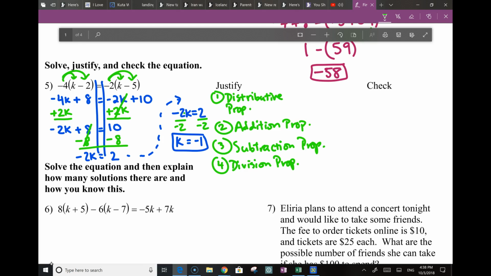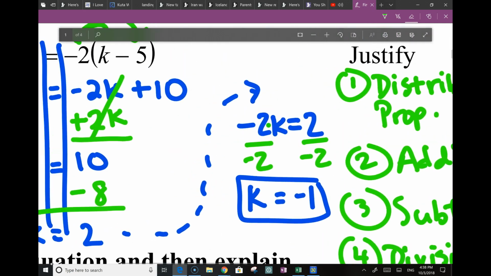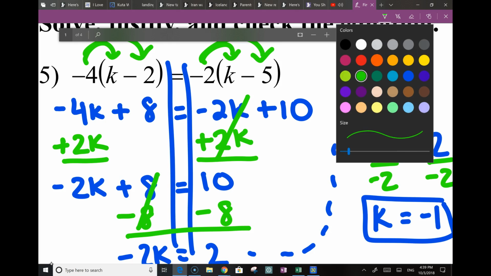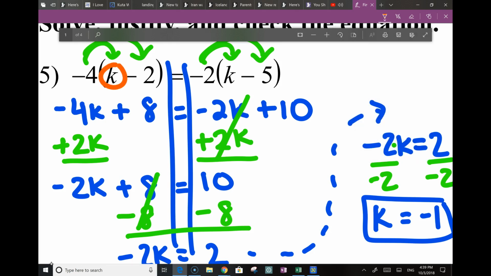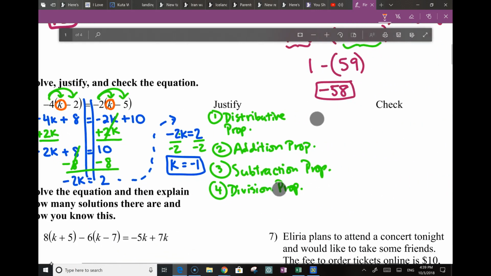Now to check the answer. The checking of the answer involves taking your answer, which is -1. That's what you're claiming is the correct solution for your k. You're going to take that, and what you want to do is replace every k that you see in the original equation with your answer. So you're claiming that k is -1. All right, then let's go ahead and make all the k's in the original equation each a -1. So that one and that one. We'll turn those into -1s, and then we'll use order of operations to break it down and see what we get. Okay, here we go.